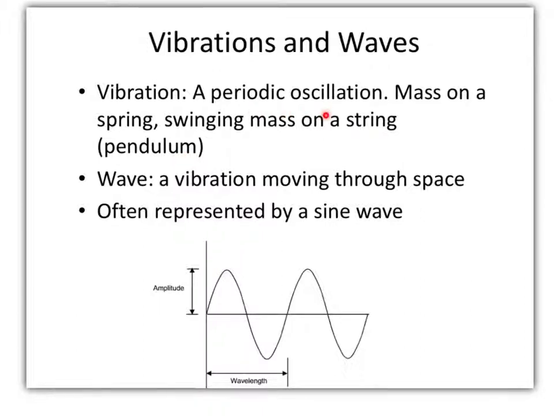Now, when you have one of these vibrations that actually is moving through space, and it doesn't necessarily have to be space, it could be a material medium such as air, or it could be water, or it could be a rope, but in any event, that's called a wave. So the two are pretty closely related. The vibration is just the oscillation, vibratory motion, but once that vibration starts moving through space or through a material, we call it a wave.